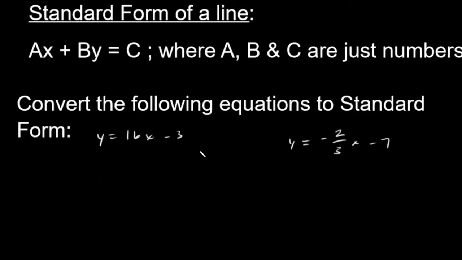So the standard form of a line is always in this form. That's what makes it standard form. It has to always be in this form. And that is where your x term and your y term are on the same side of the equal sign, and you're equal to some number.